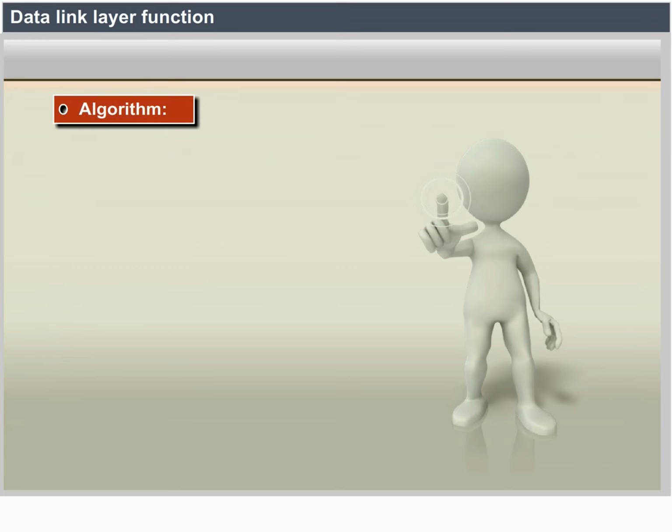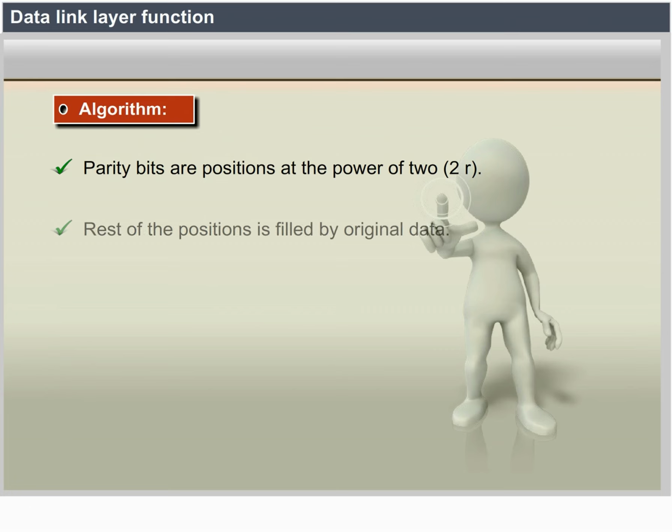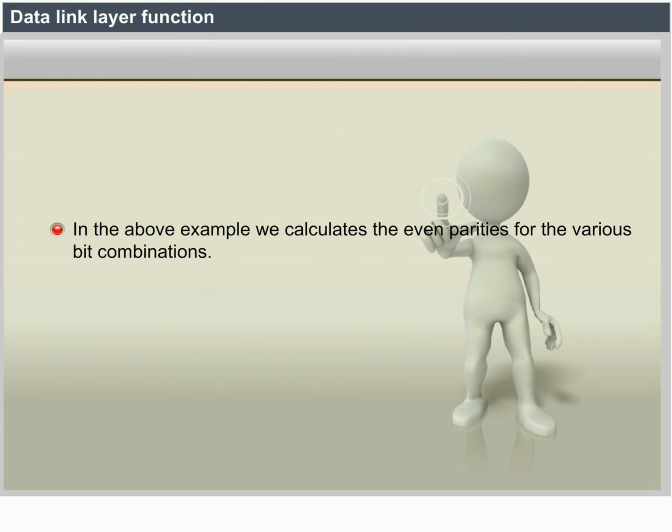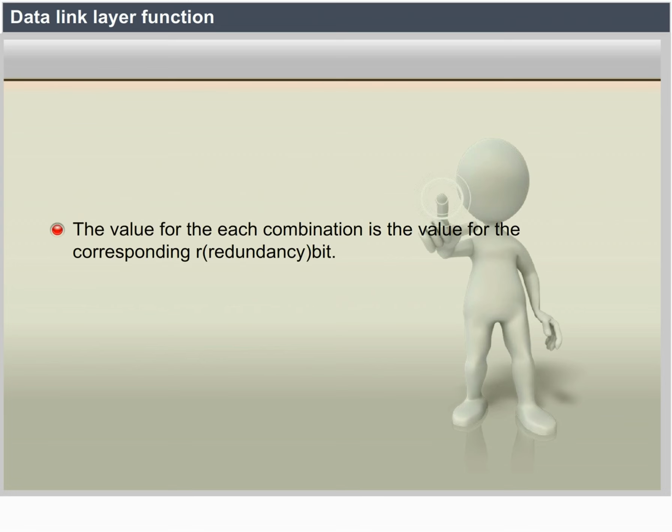Algorithm. Parity bits are placed at positions that are powers of 2, that is 2^r. The rest of the positions are filled by the original data. Each parity bit will take care of its bits in the code. The final code will be sent to the receiver. In the above example, we calculate the even parities for the various bit combinations. The value for each combination is the value for the corresponding R, that is, the redundancy bit.